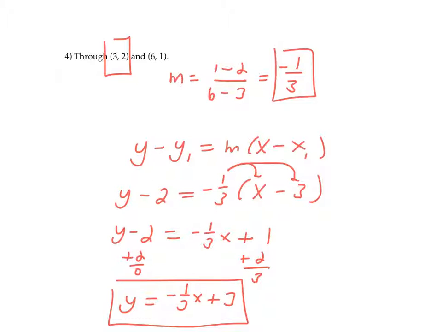Again, what could you do to check it? Well, you can plug in each of your points and make sure that they work. In other words, you can do y equals negative 1/3 times 3 plus 3, and verify that it would be equal to positive 2. Negative 1/3 of 3 gives us negative 1 plus 3, that's positive 2 right there. You could do the same with the other point, (6, 1), but I'll just tell you that it does work. Okay? Alright, just a couple more.